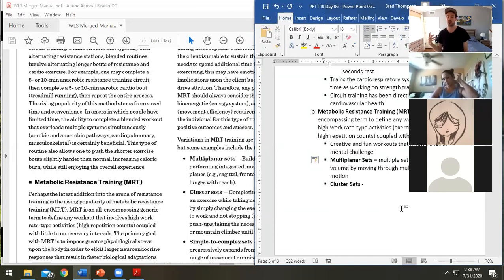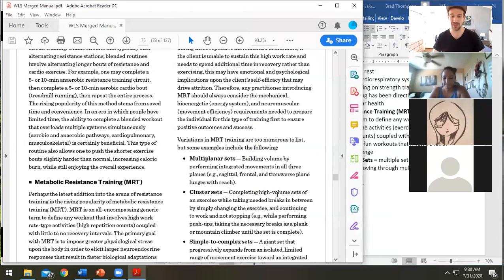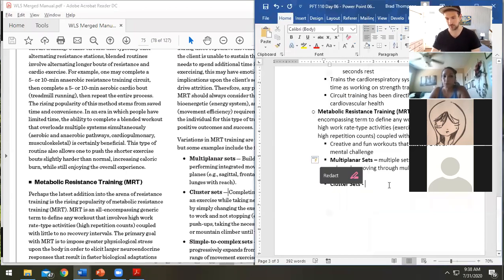I actually like to refer to cluster sets as chipper workouts, where it's like, all right, you're going to do 100 burpees. And people are like, oh God, 100 burpees. I'm like, no, not 100 burpees in a row. You just do as many as you can and chip away until you get to 100. That's a fun cluster set, right? So the idea here is that you are going to complete high volume sets of an exercise while taking whatever needed breaks you have, but you are trying to complete it as quickly as possible, okay?